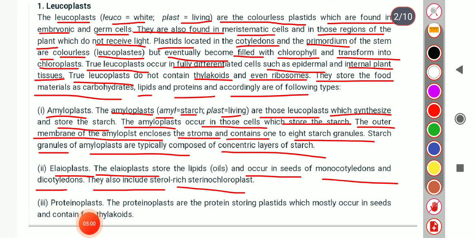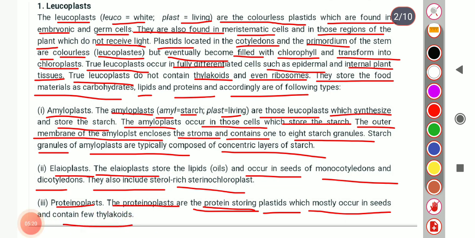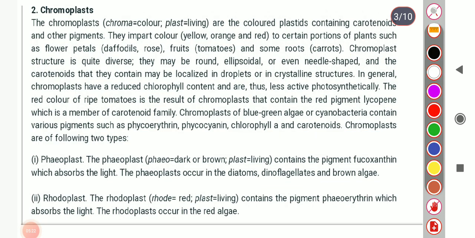Third is proteinoplast. The proteinoplasts are the protein storing plastids. You see this name comes from protein, and so it is a protein storing plastid which mostly occurs in seeds and contains few thylakoids. This is all about leucoplast.